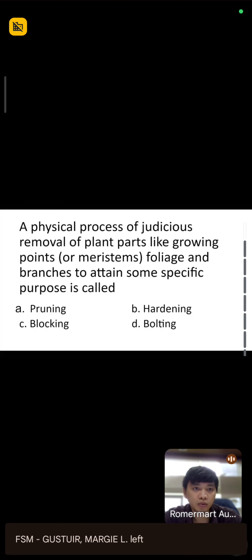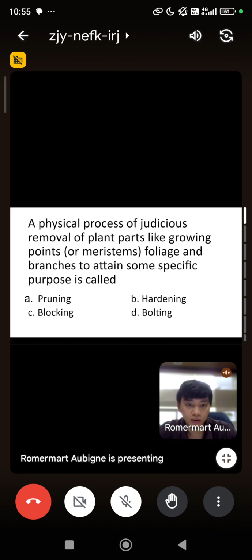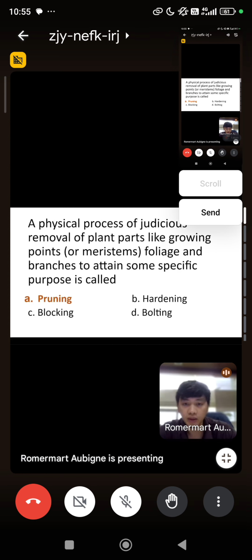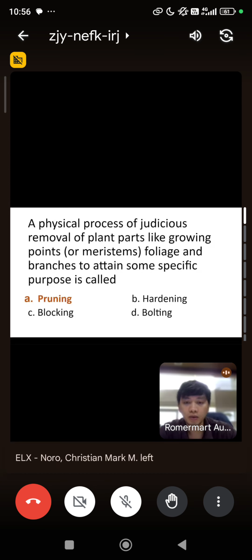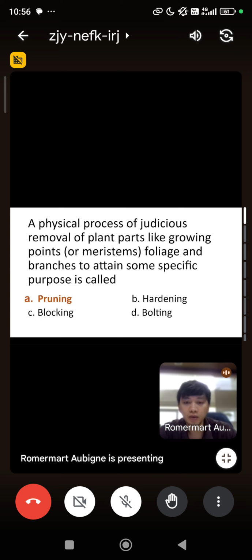No? So, pruning. So, ano po ba yung pag tinawag nating hardening? So, ito po ay yung pag-introduce natin ng ating halaman na galing sa greenhouse or yung mga young plants sa direct sunlight na po. So, unti-unti po natin silang i-expose sa direct sunlight. So, this is called yung hardening natin.